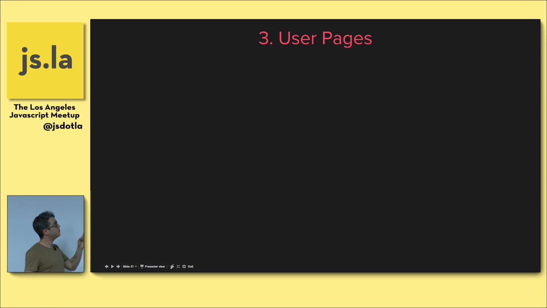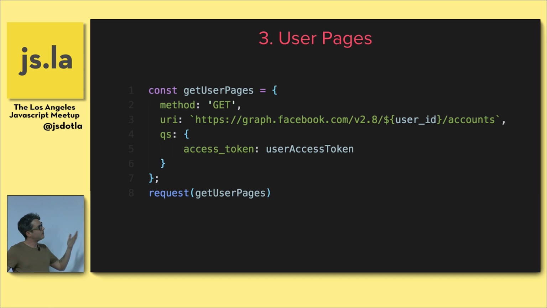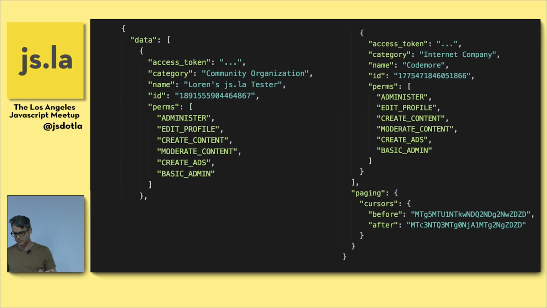So third, user pages. And after doing search, and then after working with user data and finding out that I need to make many requests after I get a single response back, this wasn't a big deal. We have a pretty straightforward options object. It's a get request. The user ID, let's say that that's my Facebook user ID, and then we're going to hit the accounts route with my access token, so I can see a list of my own pages. And this is what the response looks like.